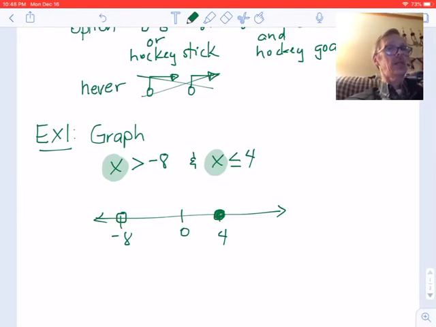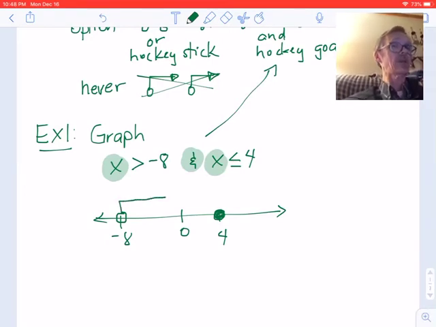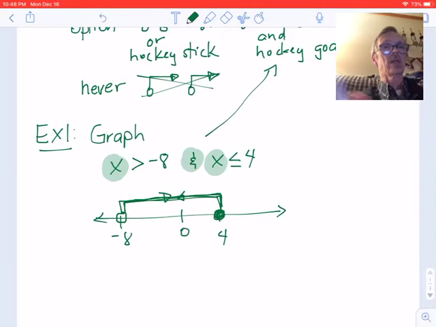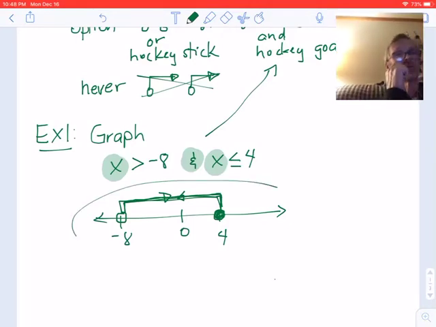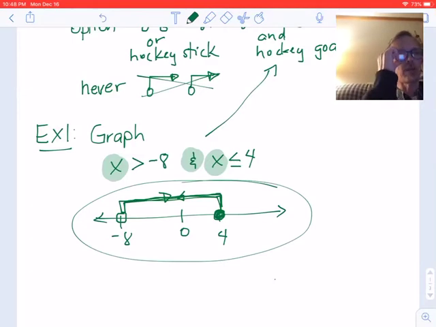Now, since it is an AND statement, if you look back in the notes, the AND meant it was a hockey goal, so these two arrows should be going towards each other. And again, the statement says x is greater than negative 8, and then x is less than 4. So these two arrows meet up, forming a nice little goal. Okay, that's all there is to this problem. There's no simplifying, just circle the graph and move on to the next problem.